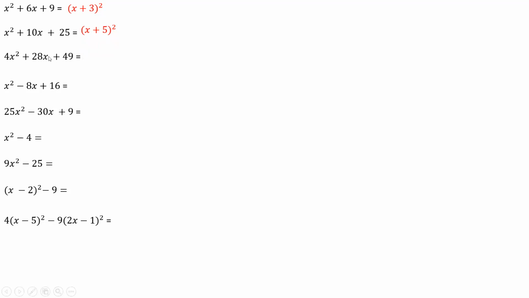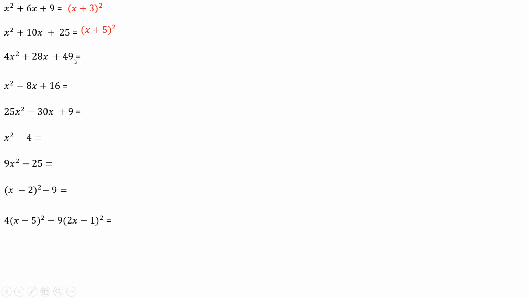4x squared plus 28x plus 49. A squared is 4x squared, so I get the root of 4 and the root of x squared. The root of 4 is 2, the root of x squared is x, so I have 2x. Since this is positive, I write positive in between.